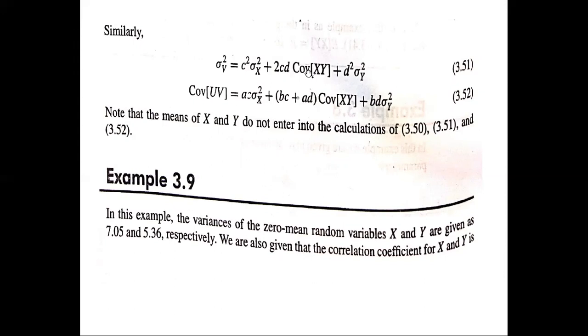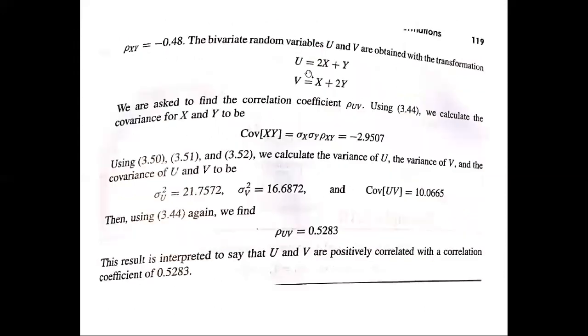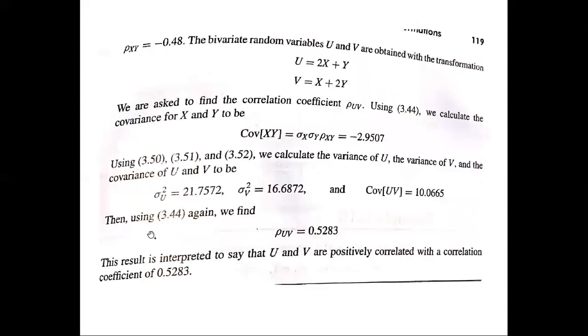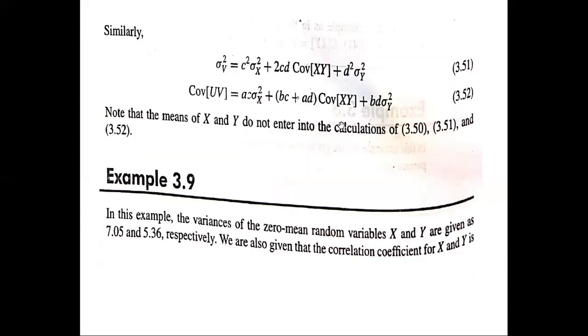1 into 7.05 squared plus 2 into 1 into 2, covariance of xy, which is again minus 2.9507. And then you have d squared, which is 2 squared, sigma y squared, which is the value given as 5.36. So if you substitute all that, you'll get 16.6872.